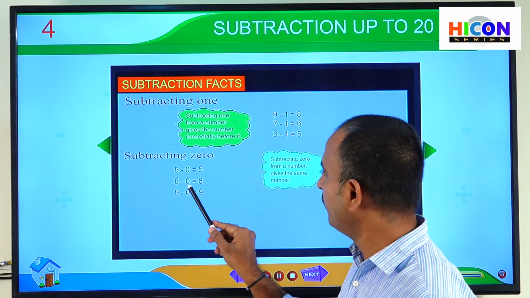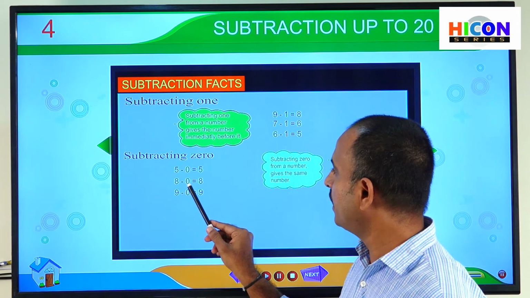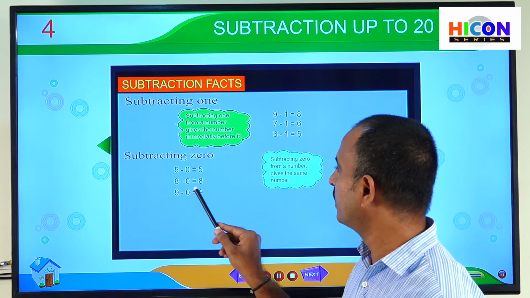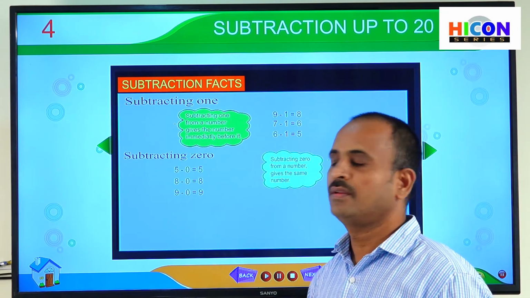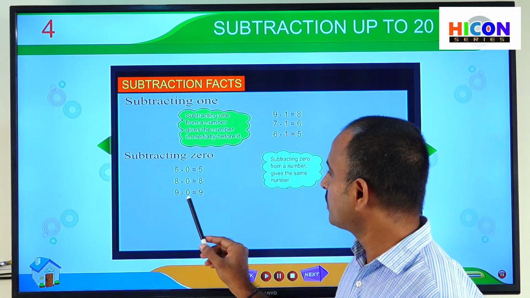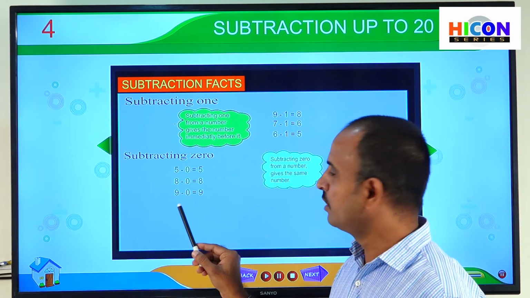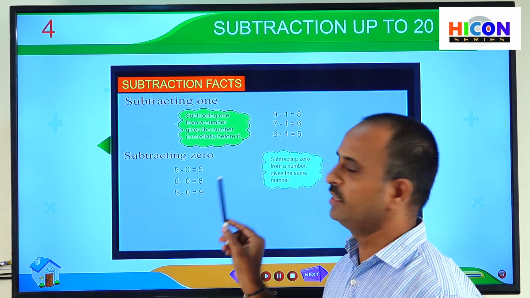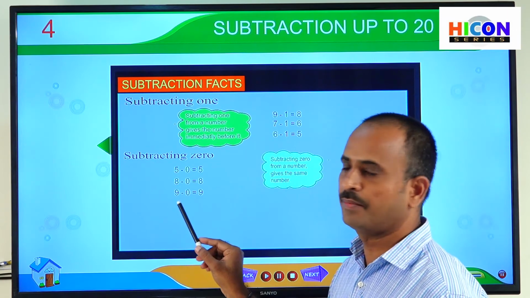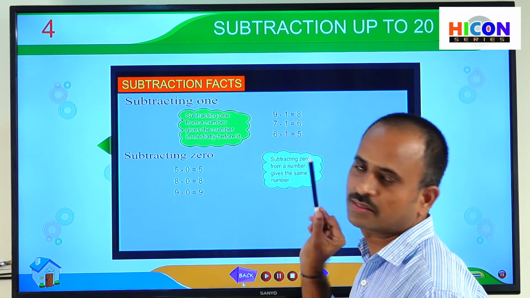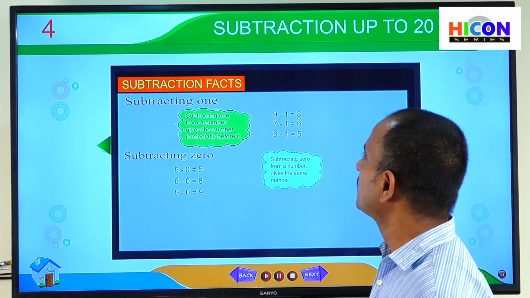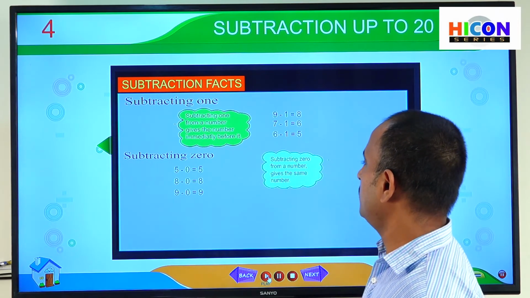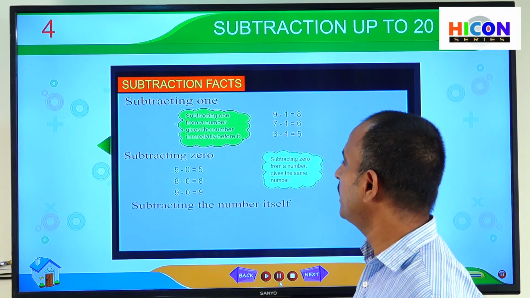In the same way, in the second example, they have subtracted 0 from 8. If we subtract 0 from 8, again we will get 8 as the same. And see the third example, they have subtracted 0 from 9. If we subtract 0 from 9, again we will get the same number 9. So in this way, if we subtract 0 from any number, we will get the same number. So this is about the second subtraction fact. Let us see the next subtraction fact. That is the third subtraction fact.